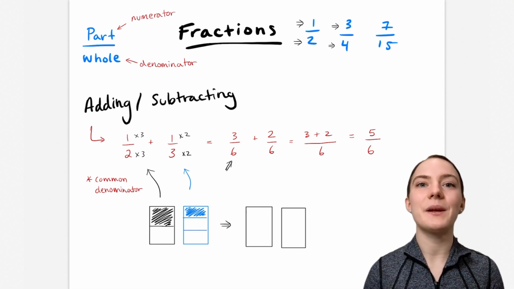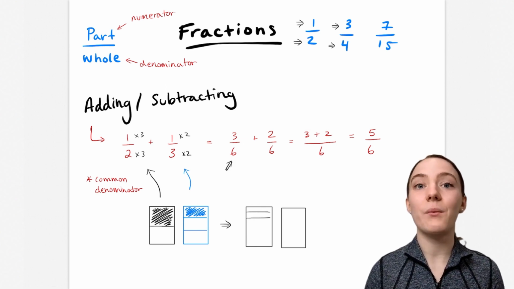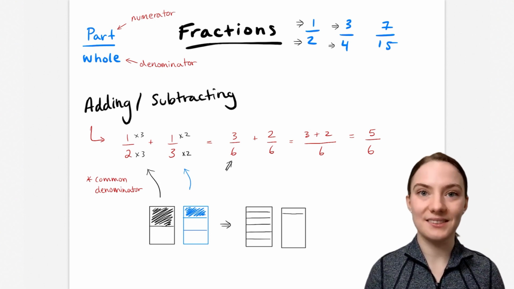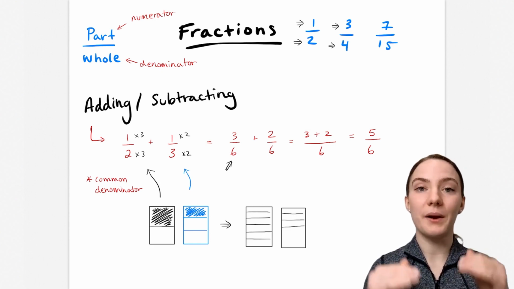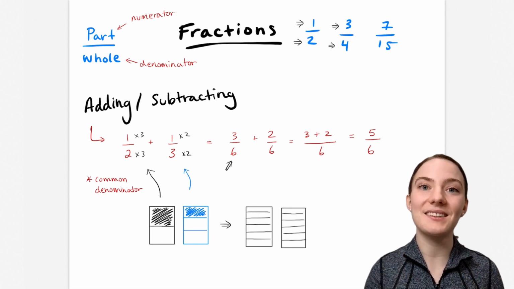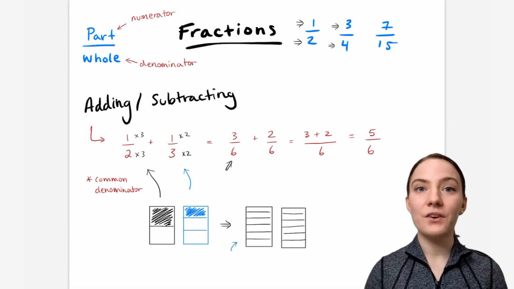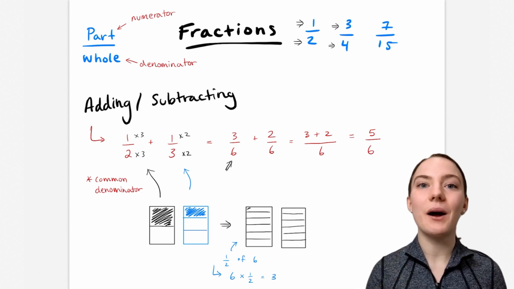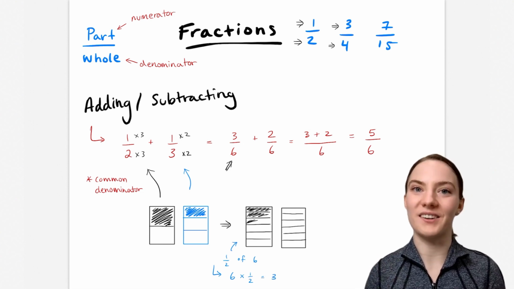So we need to make a common denominator so that we're adding equal parts. We know our common denominator is 6, which tells us we should break our rectangles down into 6 equal parts. Our first rectangle here is supposed to represent 1/2. What is 1/2 of 6? Well, that is 3. So I will shade in 3 equal parts.